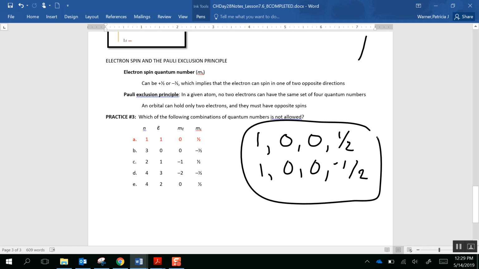Okay. All right, so let's look at practice problem number 3. Which of the following combinations of quantum numbers is not allowed? You'll notice that the first one is highlighted because the first one, in order for L to be 1, n has to be at least 2.